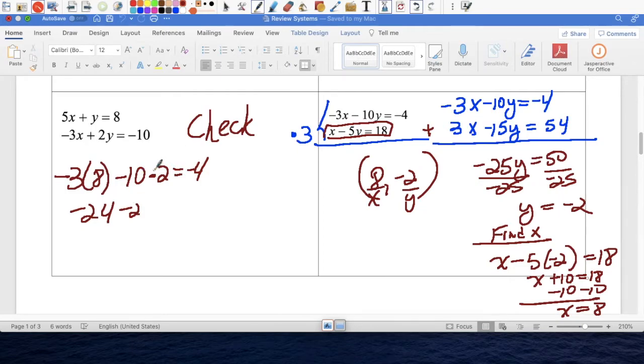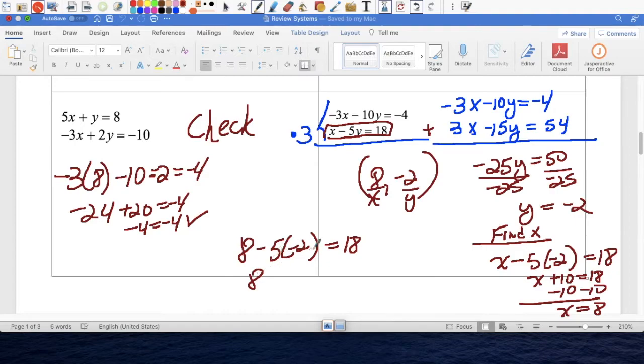It's negative 2 here. So negative 10 and negative 2 is plus 20 equals negative 4. And then with equation 1, we're good. Equation 2, x minus 5y equals 18. So we get 8 minus 5 times negative 2 equals 18. 8, negative 5, negative 2 is positive 10, and 18 equals 18. So we're good there as well. That's it for that side.